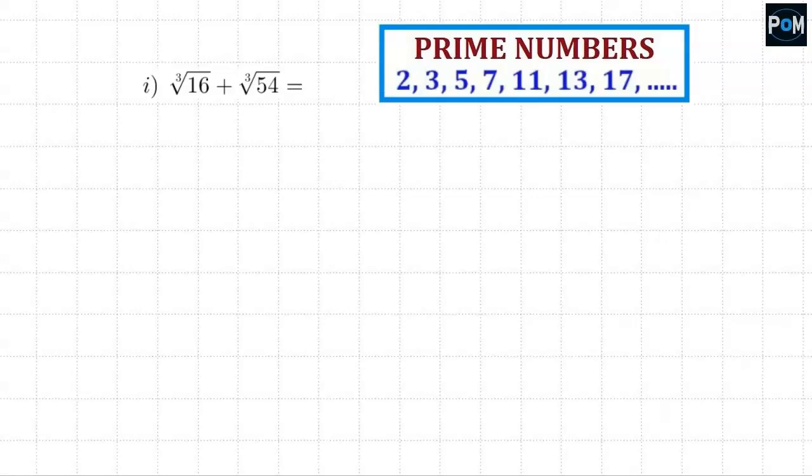And finally, 2 more examples with cube roots. We have the cube root of 16, which we cannot calculate, and we have the cube root of 54, which we also cannot calculate. But we factor them into prime factors and see what happens.